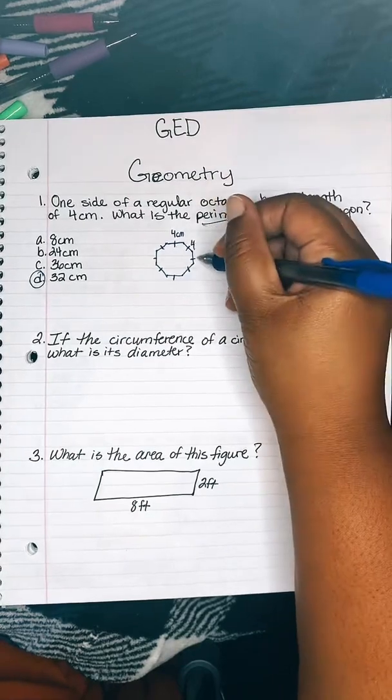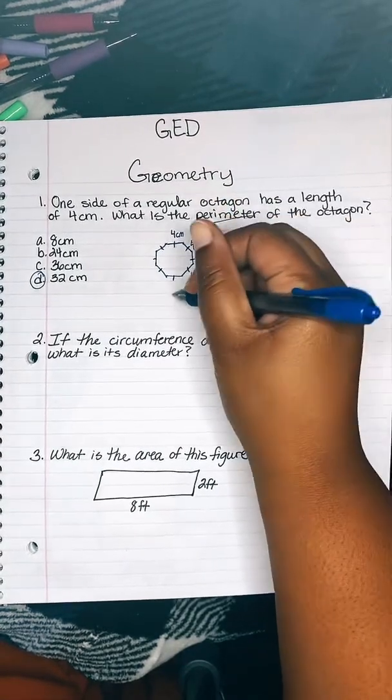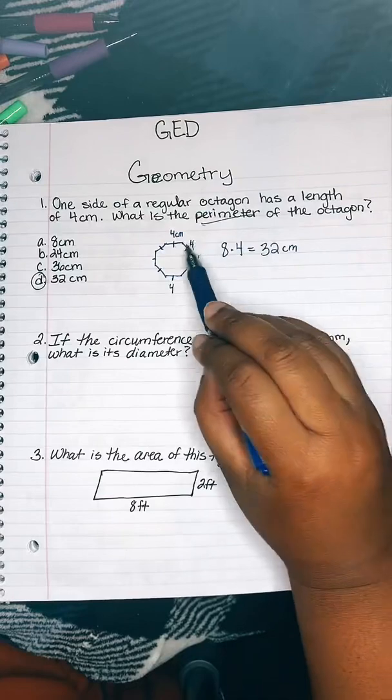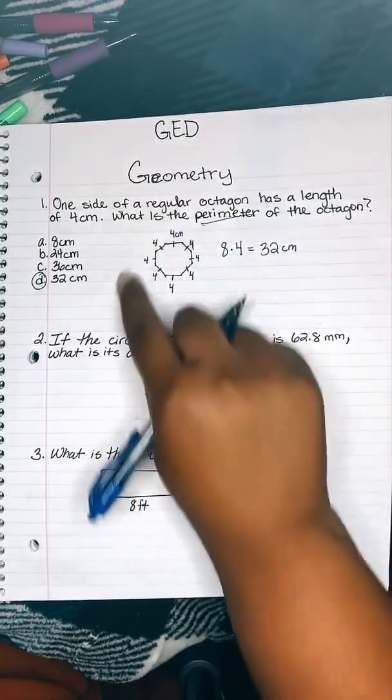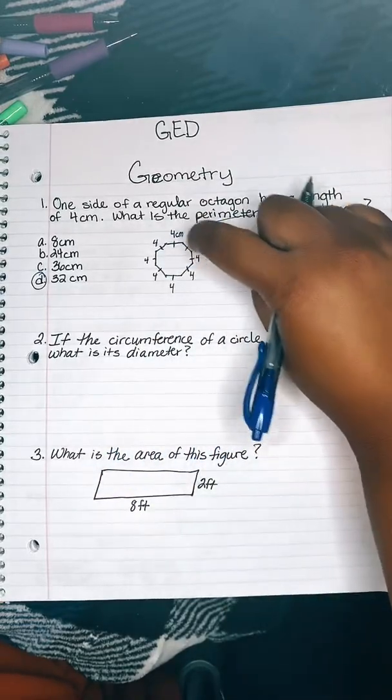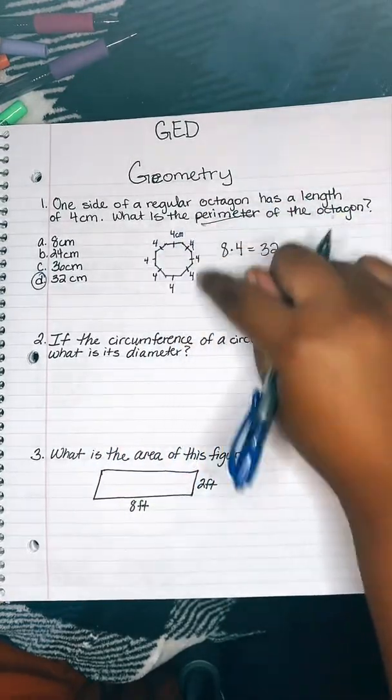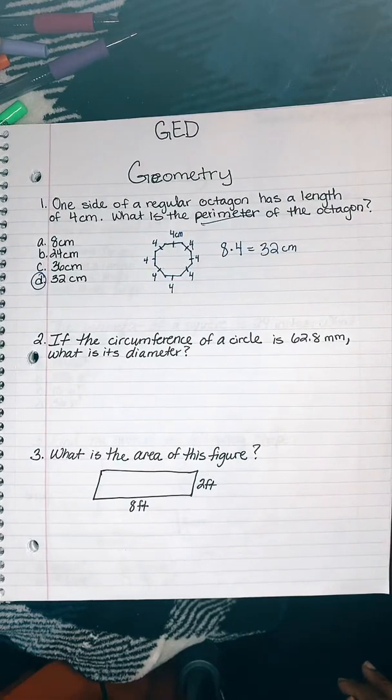So let me put 4 for the people that see it differently. Instead of multiplying, we could add up all these 4s 8 times. That's another way you can do it. So I could do 4 plus 4 plus 4 plus 4 if you see it that way. It's however your brain clicks.